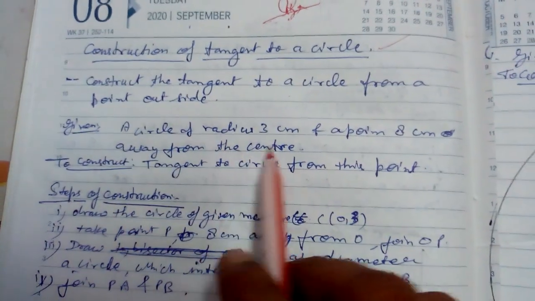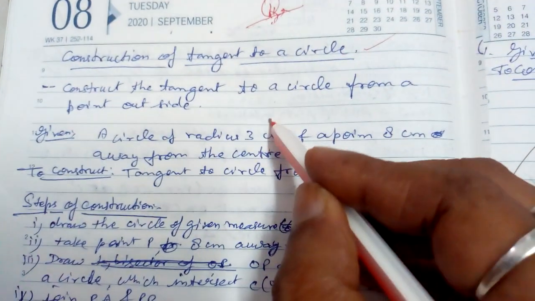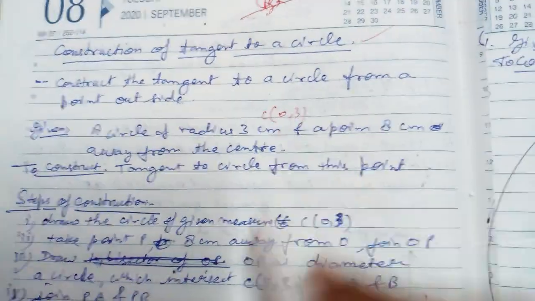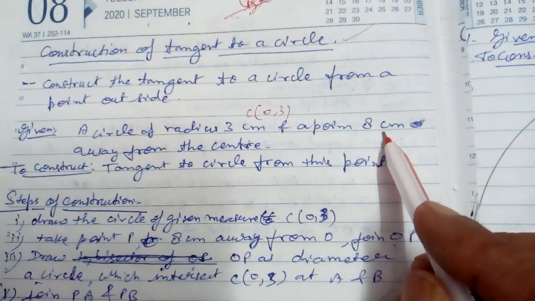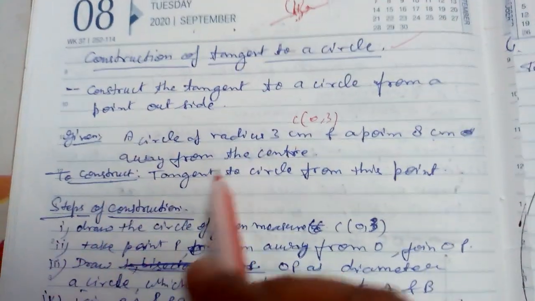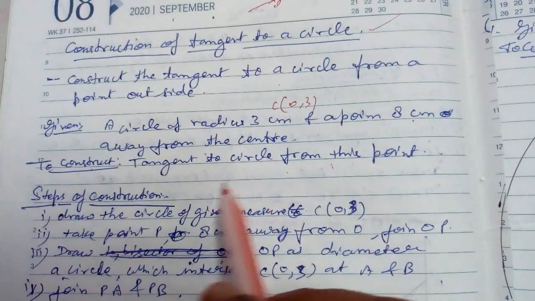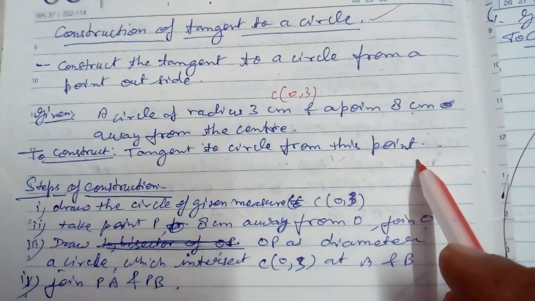So a circle of radius 3 cm, you can write C(O, 3), center O radius 3. A point is 8 cm away from the center. Draw a tangent to the circle from this point.